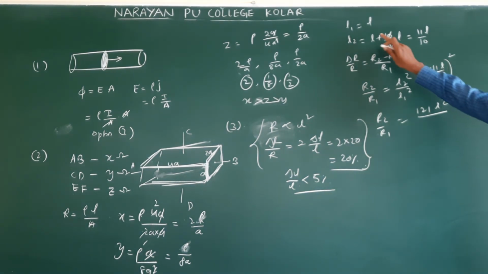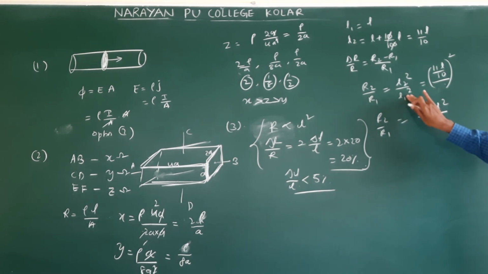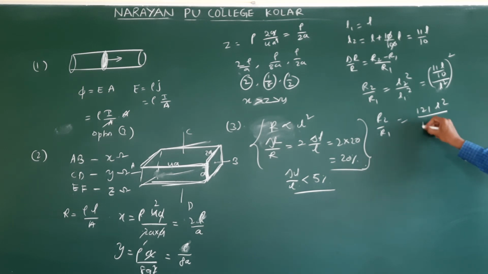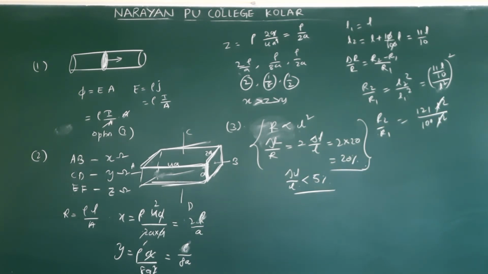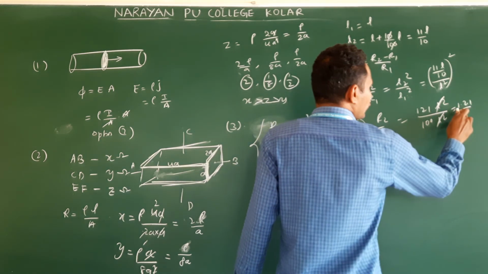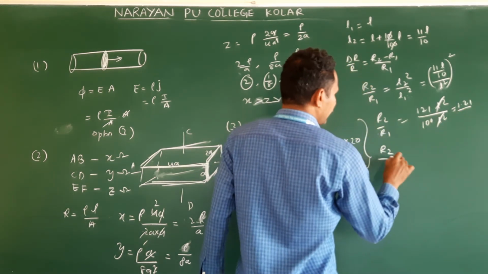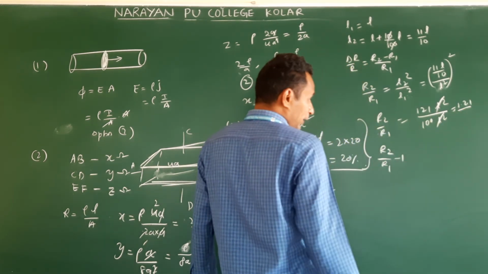Here L not 10. L2 is, L1 is what? Only L. So L square. So 100 L square cancel. Right? And this will be 1.21 by, if you remove these zeros, 125 by 100 is what? 1.21. R2 minus R1. R2 by R1 minus 1.